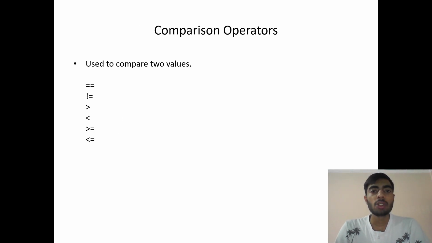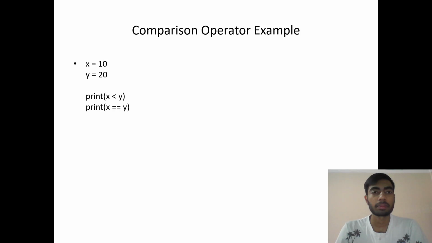Comparison operators are used to compare two values. Instead of performing mathematical calculations, these operators return either true or false. For example, double equal to checks whether two values are equal, not equal to checks whether two values are different, greater than checks whether one value is larger than another, less than checks the opposite, and greater than or equal to and less than or equal to work exactly as their names suggest. These operators are mainly used in decision making.